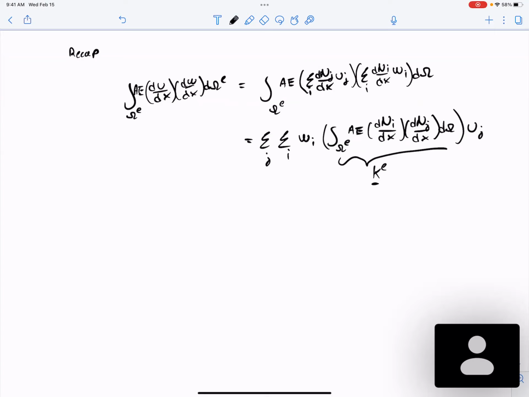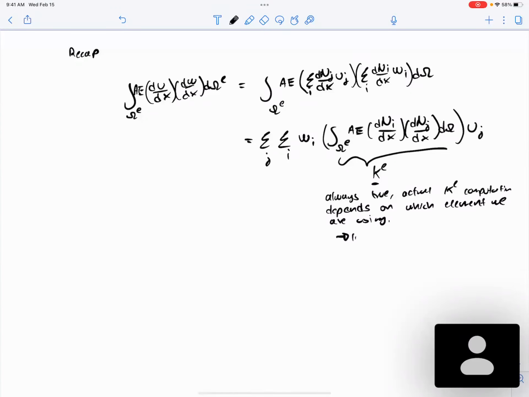This is nice because this is a general definition, and the size will depend on how many shape functions you have, but that is always true. The actual KE computation depends on which element we are using. So if you do linear, then KE is 2 by 2 because you have 2 shape functions, so you have 4 combinations. If it's quadratic, then KE is going to be 3 by 3 because you have 3 nodes, 3 shape functions, so 9 combinations, and so on.